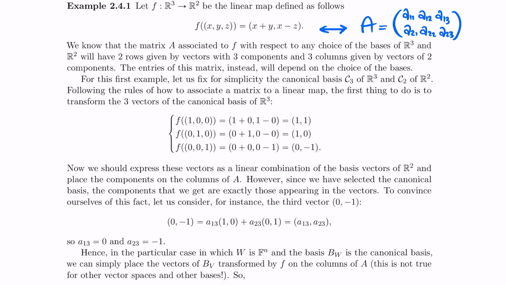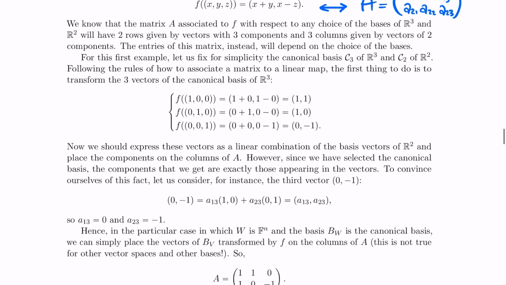We have already seen that this is true and that this is a special property that is satisfied only by the canonical basis. If you want an example to convince yourself, pick, for example, the third vector that we have determined and write it as a linear combination of the two basis vectors of the canonical basis of R2. As you can see, the components are 0 and minus 1, but these are exactly the components of the initial vector, and so this linear combination is redundant.